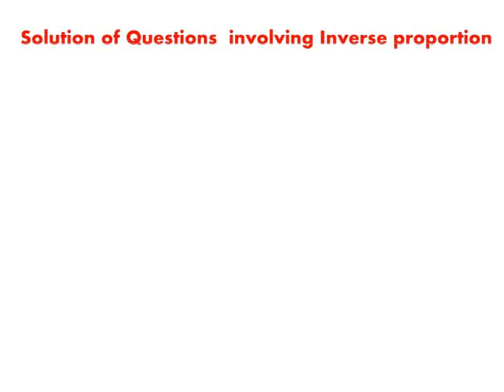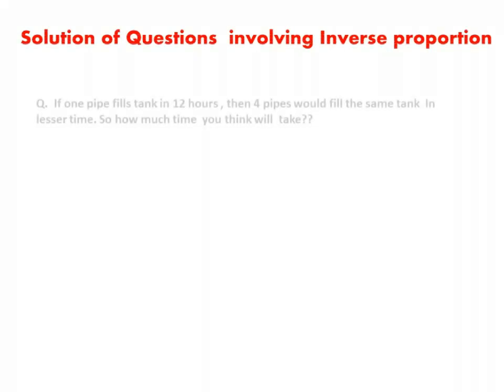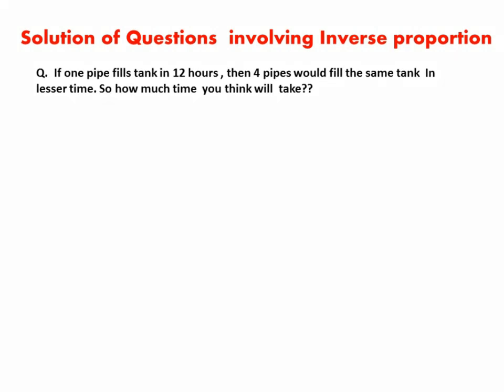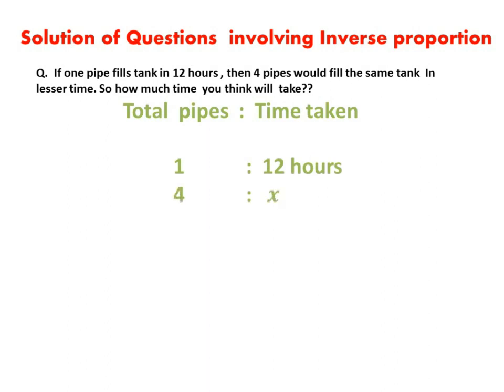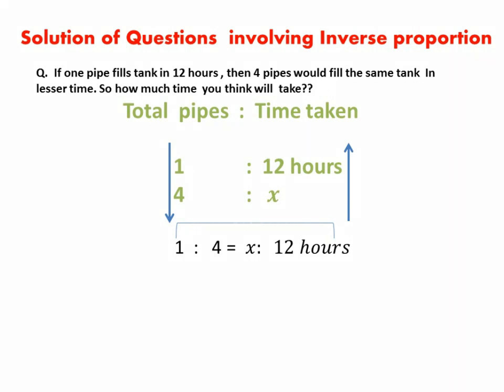Let's observe the step-by-step approach of solving these questions. Here the two quantities are number of pipes and time taken by each pipe. For one pipe, as it is given in the question, time taken is 12 hours. For 4 pipes, time is unknown. Writing these relationships in ratio form, pointing arrows in the opposite direction this time. In the direction of the arrows, we are supposed to write the numbers in ratio, then apply the property of product of means and extremes.